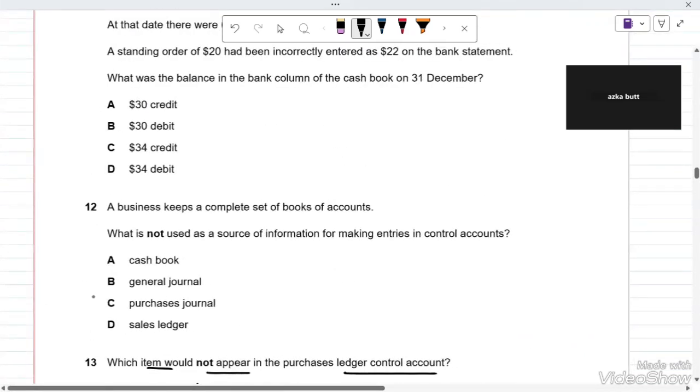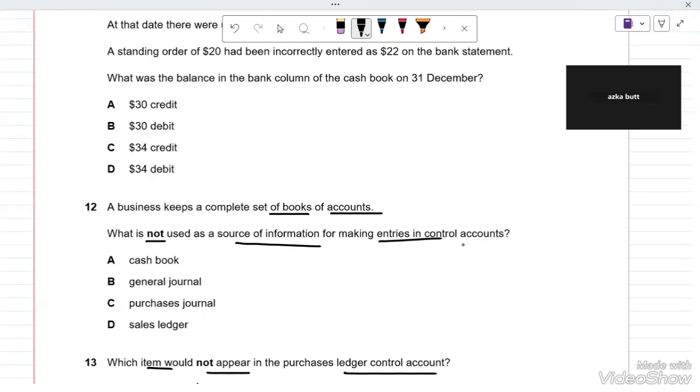Okay, so now let's see question number 12. The business keeps a complete set of books of accounts. So what is not used as a source of information for making entries in the control accounts? Which is not used. So cash book, we will use it for finding out the discounts.